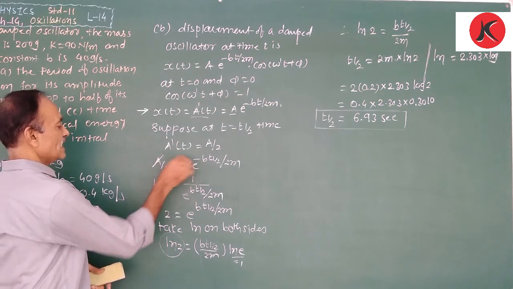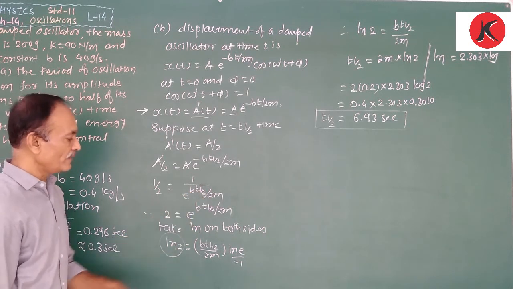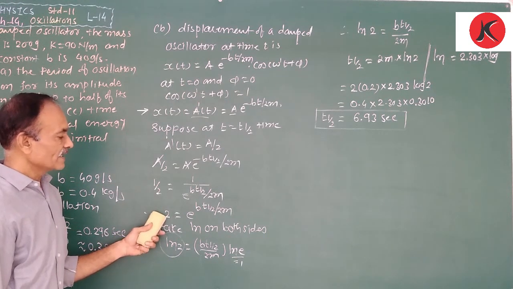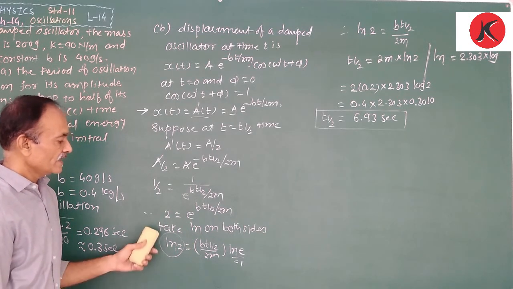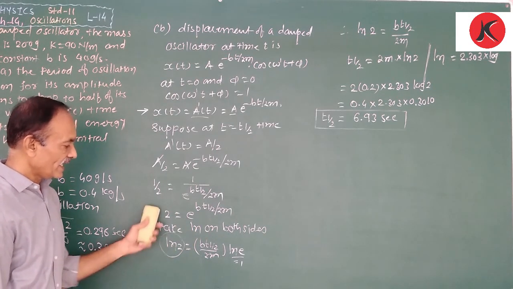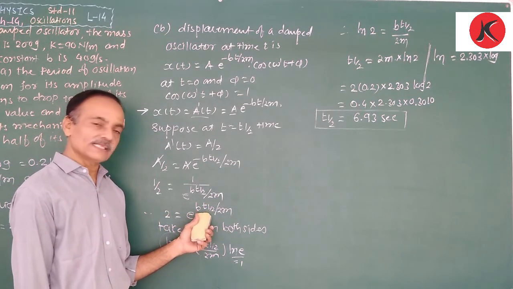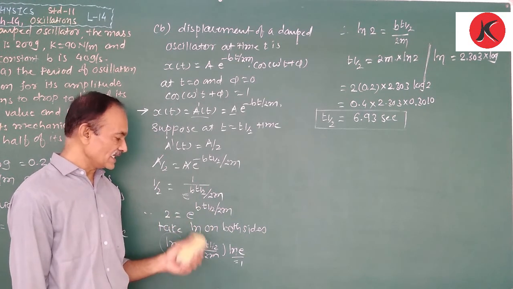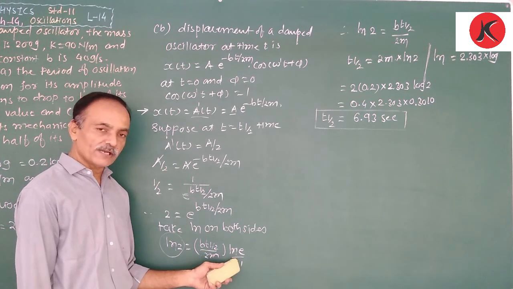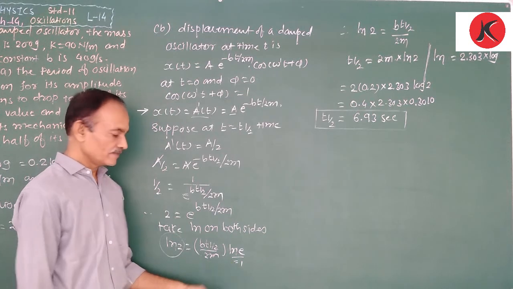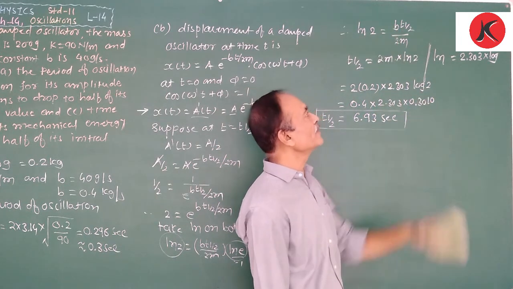Therefore, A is cancelled on both sides. Half is equal to 1 upon e to the b tau half upon 2m. Compare the denominator term. Therefore, 2 is equal to e to the b tau half upon 2m. Take ln on both sides. Therefore, ln 2 equals b tau half upon 2m times ln e. Using the laws of logarithm, the power comes in multiplication of the log term. Ln e, the base e is silent, its value is 1. Therefore, ln 2 is equal to b tau half upon 2m.